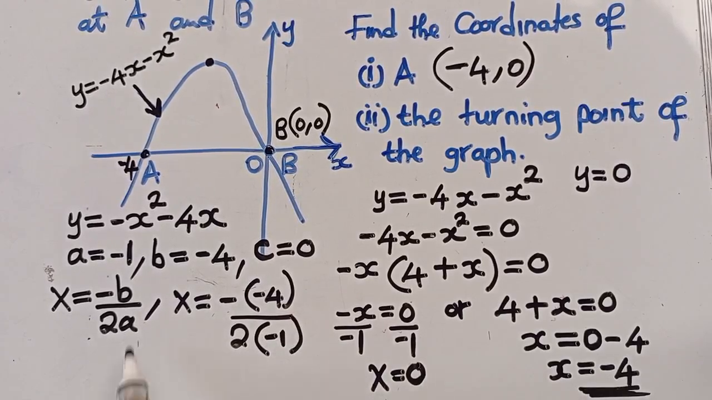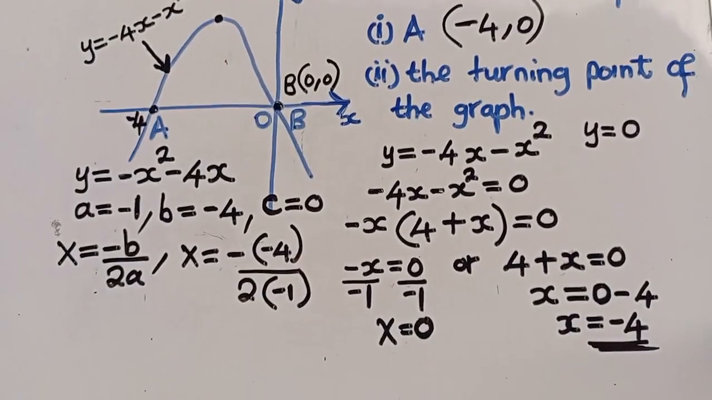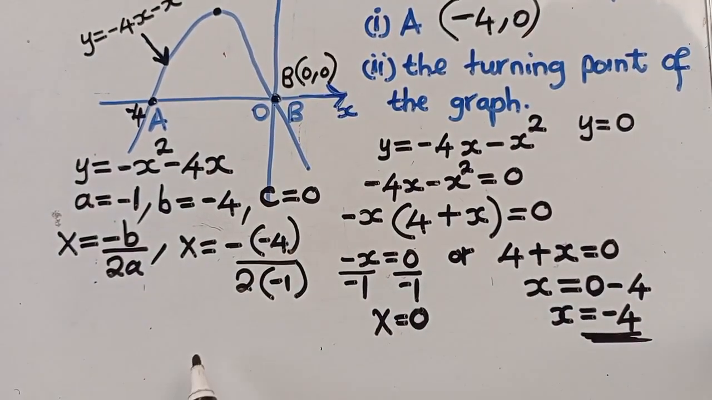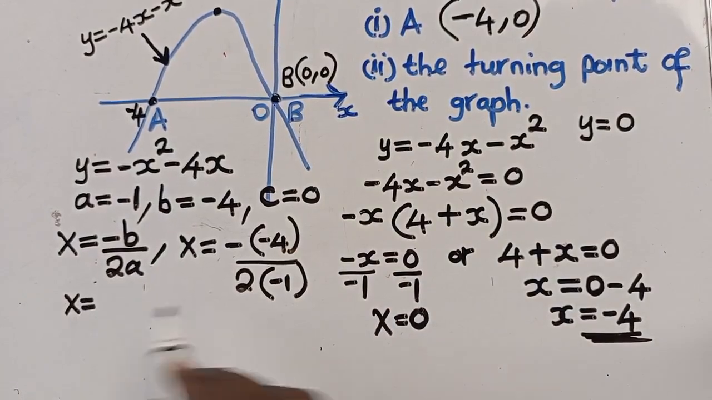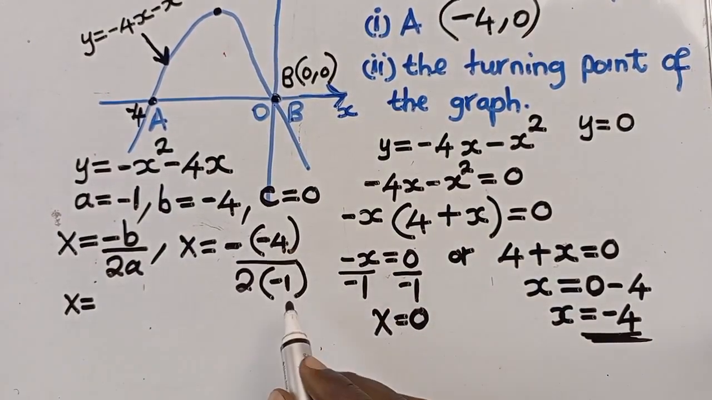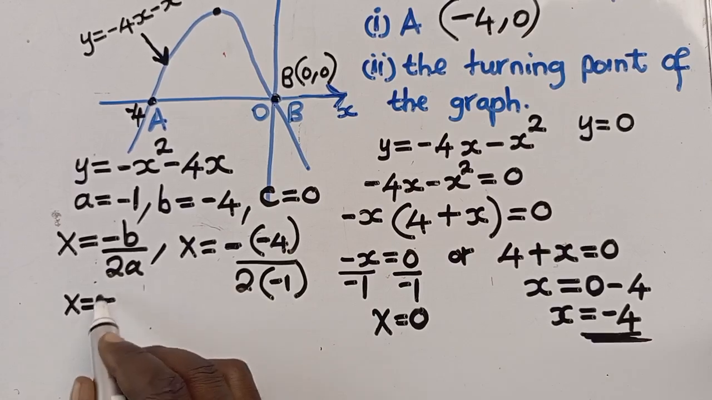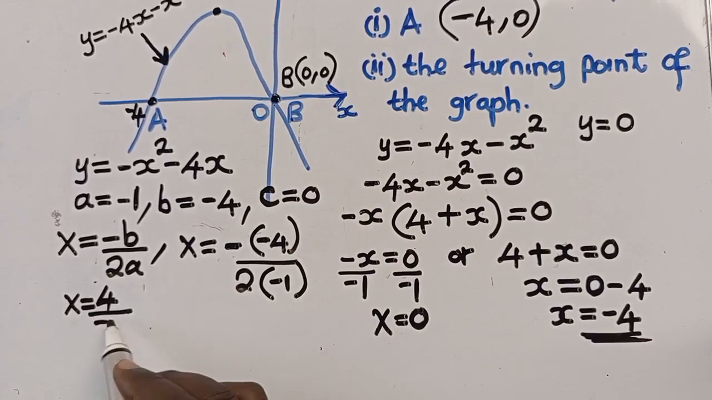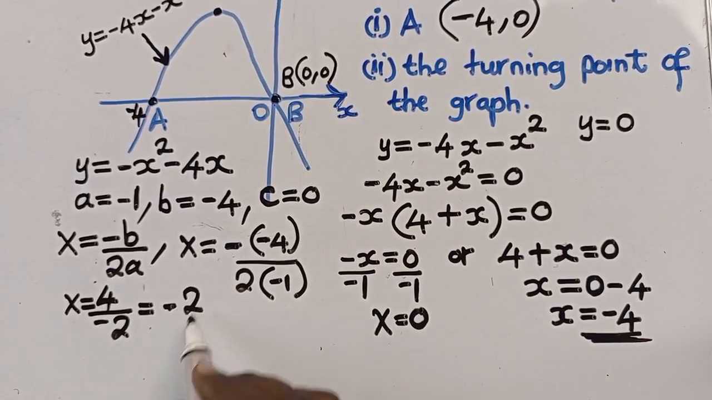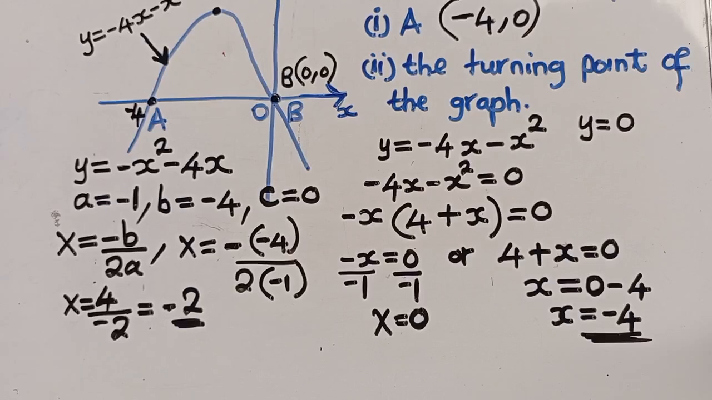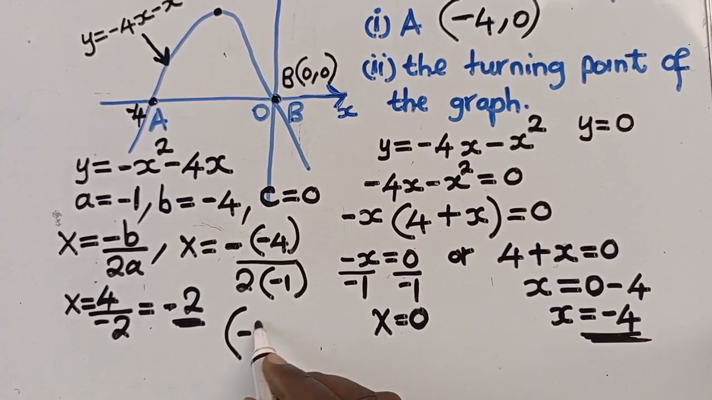So you are going to have something like, what is this? What are we going to have here? What are we going to have now? So you discover that you are going to have x is equal to what? Negative, negative, positive. So you are going to have positive 4 there over what? Negative 2. If you divide, you are going to get negative 2. So x is negative 2. So on the turning point, we've managed to get the value of x, which is negative 2.